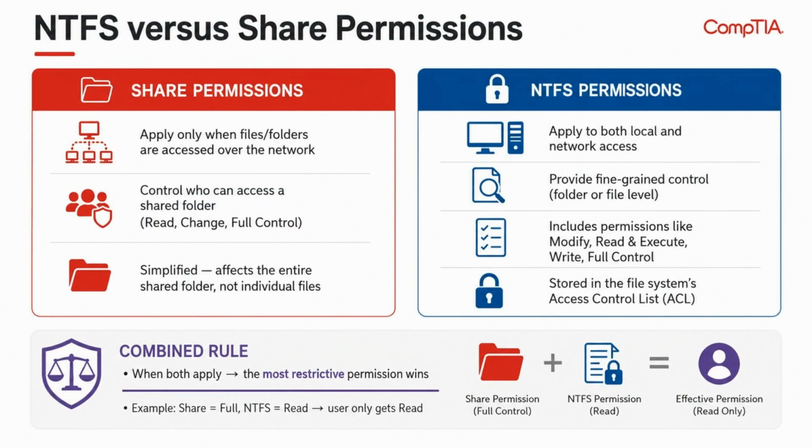Share permissions apply only when files are accessed over the network, controlling access to the shared folder as a whole: read, change, or full control. NTFS permissions apply to both local and network access, offering fine-grained folder or file-level control, including modify, read and execute, write, and full control, stored in the file system's access control list. When both apply, the most restrictive permission wins. If share is full but NTFS is read, the user only gets read.